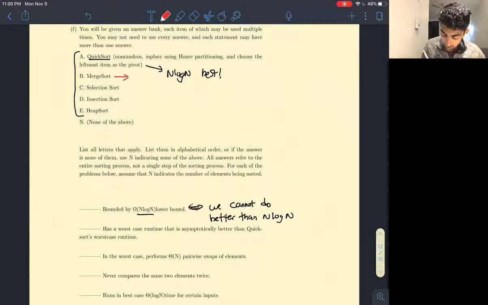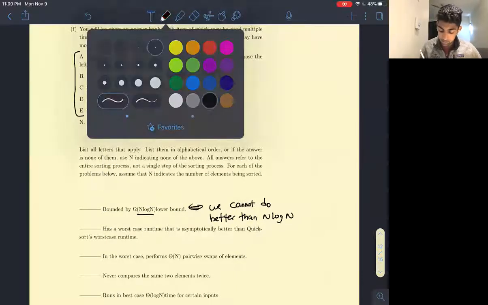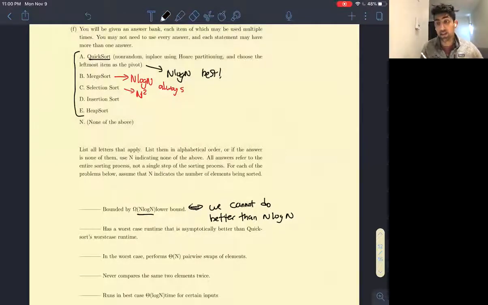Merge sort always takes n log n. Okay, selection sort always takes n squared. So with this in mind, we know that both merge sort and selection sort cannot do better than n log n. So here, let's put in A, B, and C. So far, we know that quicksort can do better than n log n, merge sort can do better than n log n, selection sort can do better than n squared, which implies it can do better than n log n because n log n is better than n squared, right?